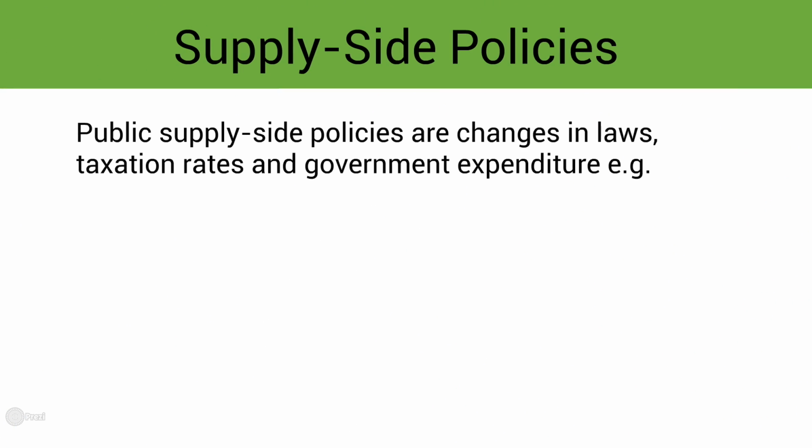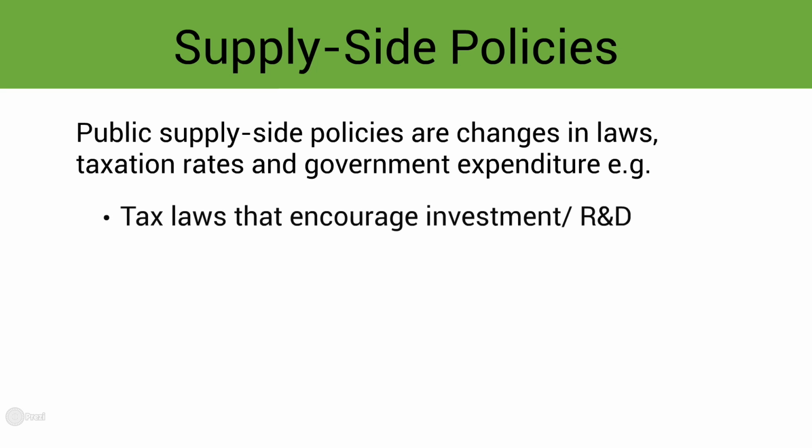So let's look at some supply-side policies. Supply-side policies are changes in laws, taxation rate, and government expenditure. One example would be a change in tax laws that encourage investment and R&D. The UK government gives firms that engage in R&D tax breaks, which increase the incentive to engage in R&D. If firms engage in R&D, it is likely that they will improve their production processes and become more efficient, which allows them to produce more goods and services, which increases the productive potential of the economy, which causes the long-run aggregate supply curve to shift outwards.